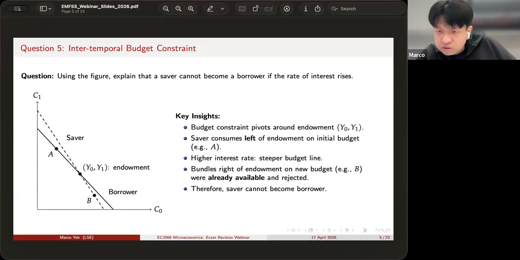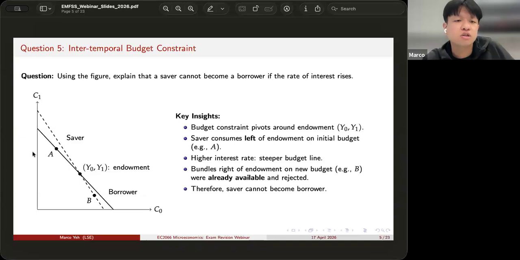All right, we get more questions. If the interest rate lowers, then what would be the case? If the interest rate lowers, you will see a flatter budget constraint line. Okay.